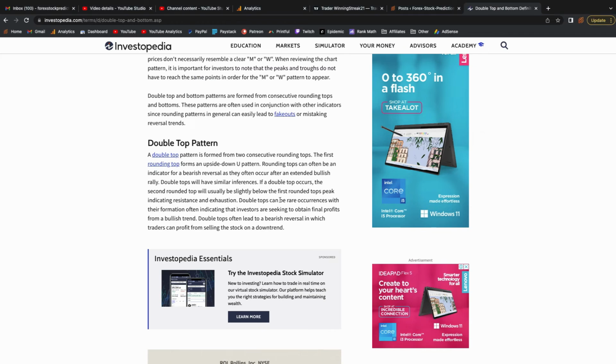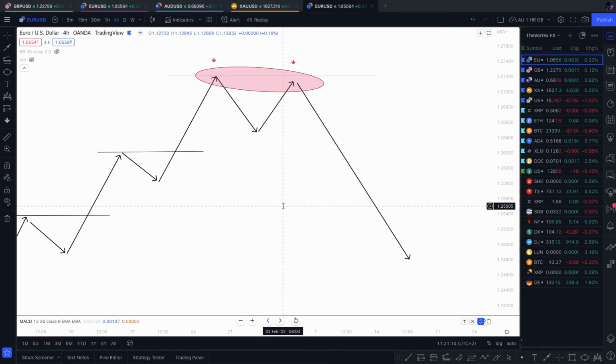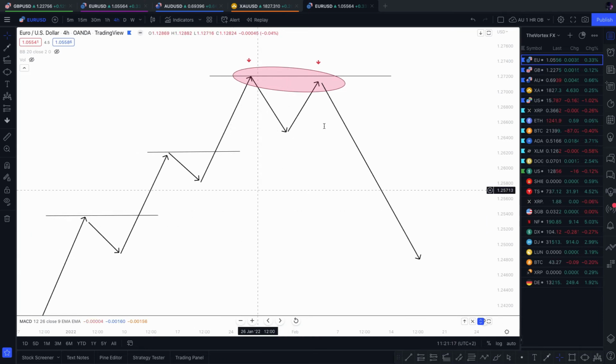Let's see, double tops can be rare occurrences with their formation, often indicating that investors are seeking to obtain final profits from a bullish trend. This is what we discussed. It's exhaustion at the end of a bullish trend, we could see these patterns play out, right? Double tops often lead to a bearish reversal in which traders can profit from selling the stock on a downtrend, right? So we will get into that in another video. But basically what they would be saying is that if you see a double top pattern, how would you trade it? Well, you would short it because it's a reversal pattern. Price is reversing, so we know that price is going to be heading downwards. We would take an opportunity to short price.